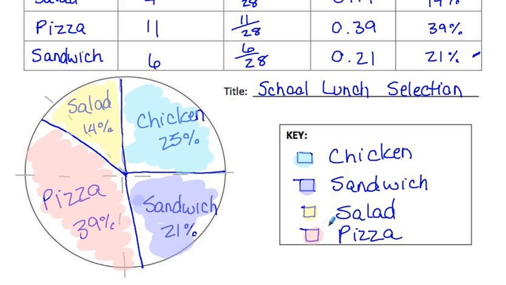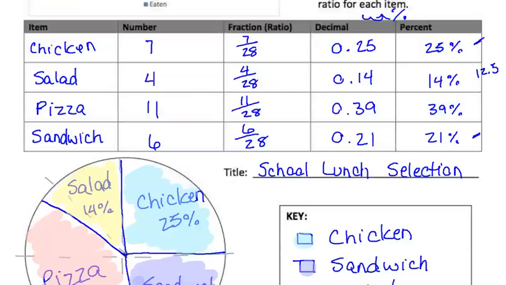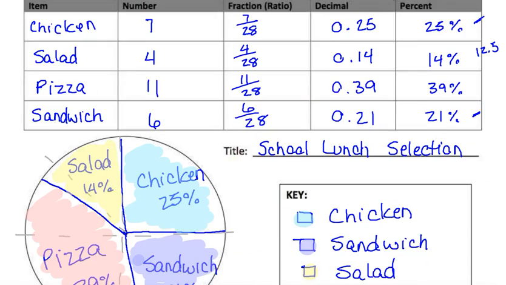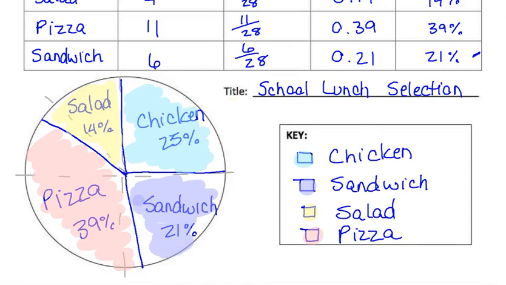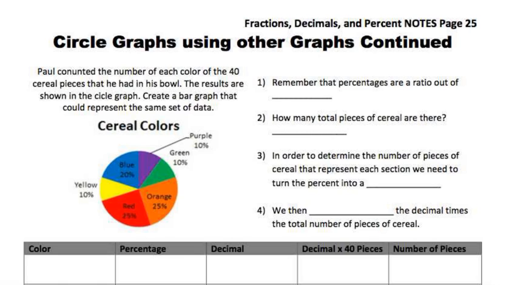So that's how you take a bar graph and turn it into a circle graph. All right, so let's look at another example. Let's take a circle graph and turn it into a bar graph now. It says, Paul counted the number of each color of the 40 cereal pieces that he had in his bowl. The results are shown in the circle graph. Create a bar graph that could represent the same set of data.